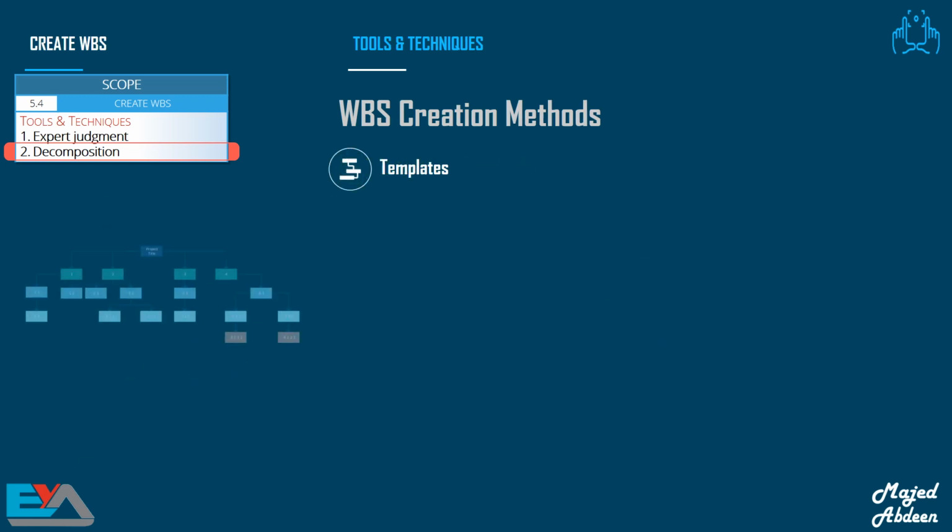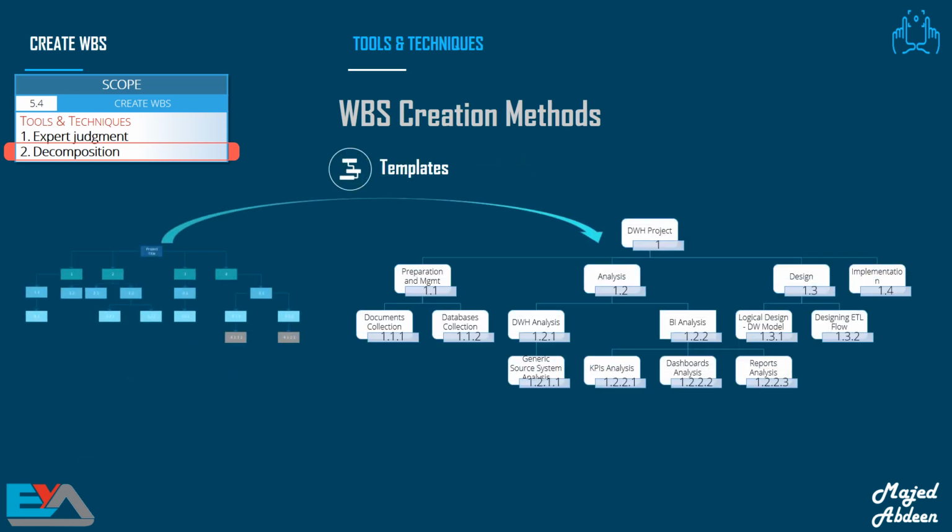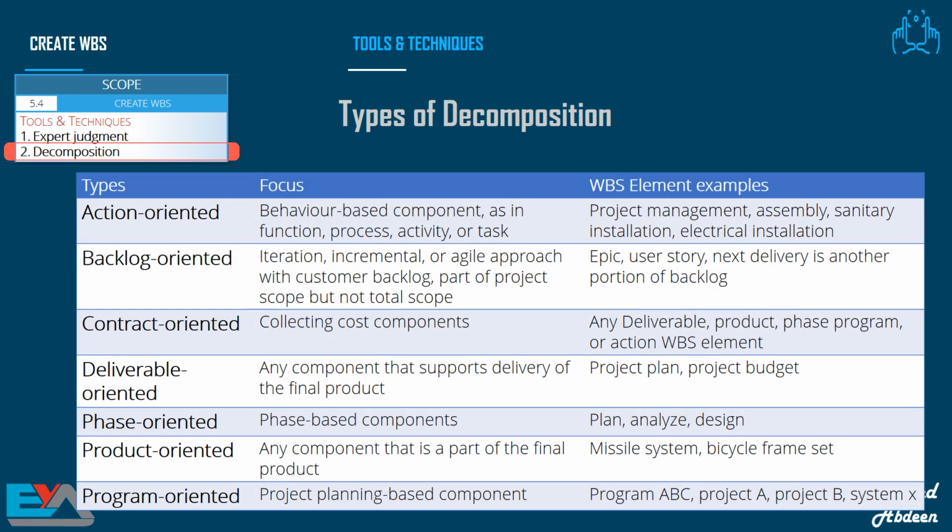And finally, using templates. This involves following organizational and industry templates. This is good because it provides a starting point for the WBS creation, and because it might help determine the appropriate level of detail required. Which method you choose should be based on the specific project objectives, requirements, assumptions, and constraints. Let's move on to look at the different types of decomposition.